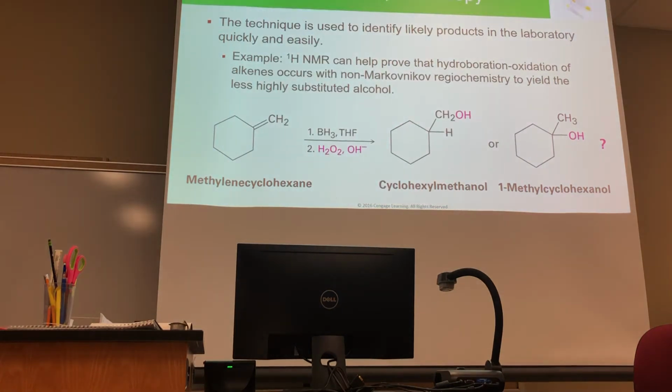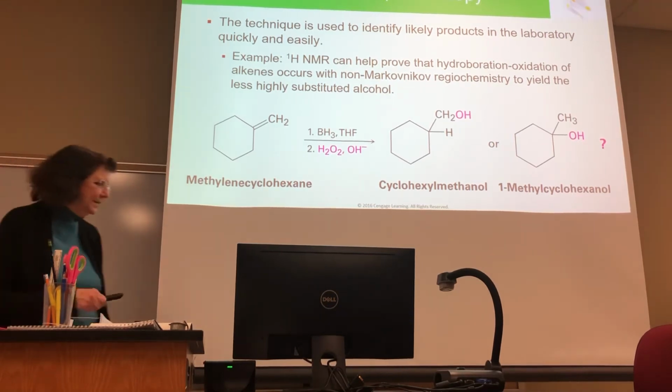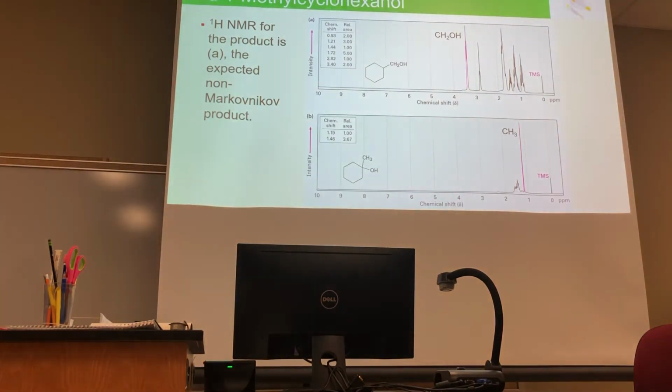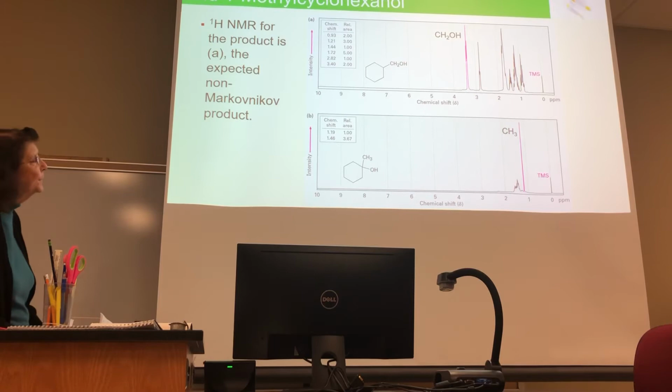So now, how do we check and see if we're right? NMR, right? Check by NMR. Okay, so let's see what these things look like. All right. So we have these two possible products, this being the Markovnikov, this being the non-Markovnikov. And what we see is this is the expected one. Do you see a difference here? Major difference, okay? And why is that? Why is it so much different?